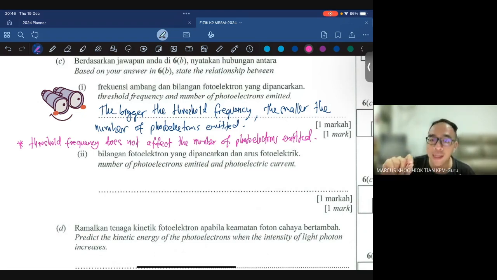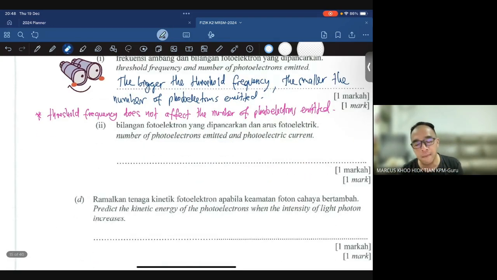You can write the pink color also, I think it's fine. But don't write both answers, because both answers are contradictory. Never write contradictory answers. Okay, back to our story.